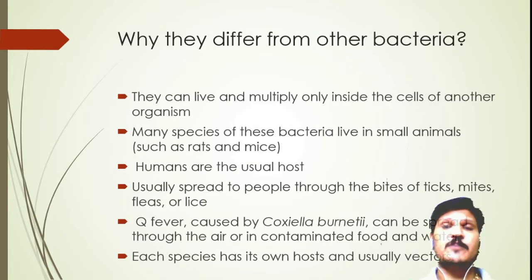Why do Rickettsiae differ from other bacteria? Because they can live and multiply only inside the cells of another organism. I have already told you they are obligate intracellular parasites. For their multiplication, they require a host cell. Many species of these bacteria live in small animals such as rats and mice, but some species are found in domesticated animals like cattle, sheep, etc. Humans are the unusual host. Human infections are rare, and they are spread from these animals to humans through insect vectors.